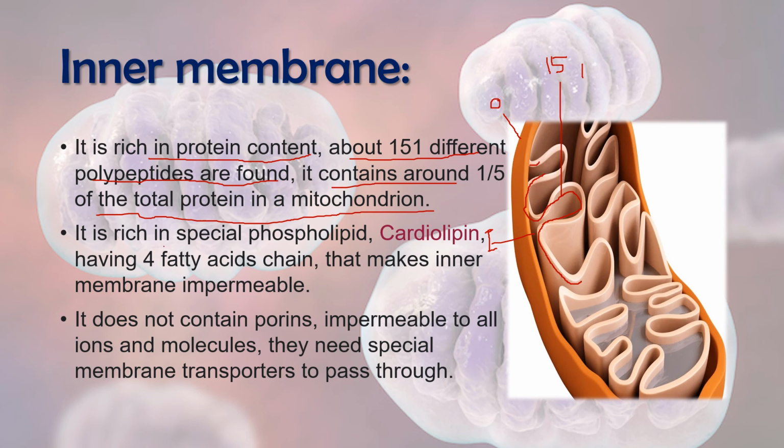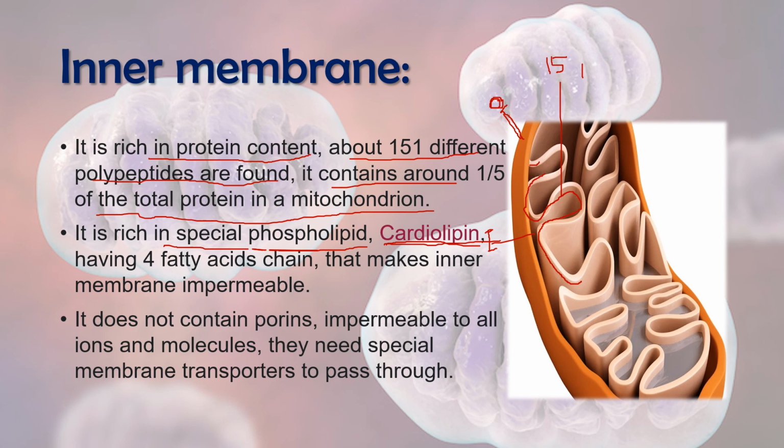Okay, it is rich in a special phospholipid that is known as cardiolipin. As I just told you, in the outer membrane the protein and phospholipid constituents are almost similar to those of the cell membrane. But in the case of the inner membrane, the protein and phospholipid concentration is not similar to that of the cell membrane. In this, a special type of phospholipid, known as cardiolipin, is present in the inner membrane.